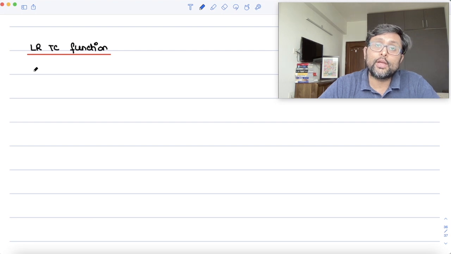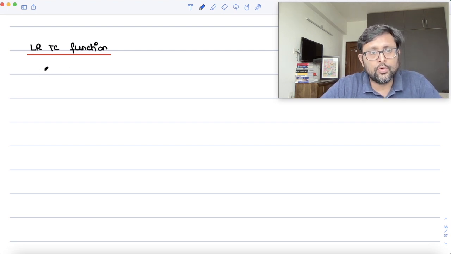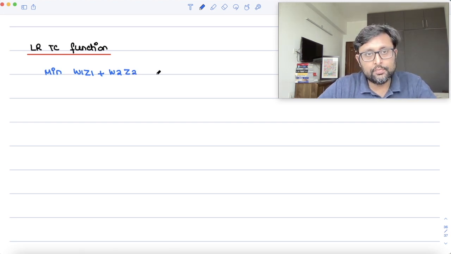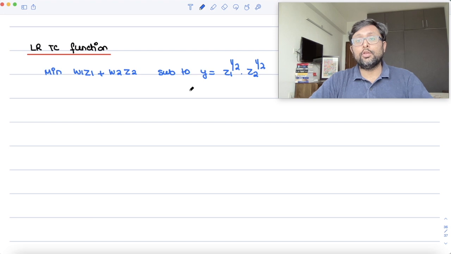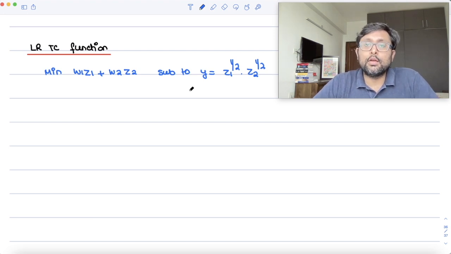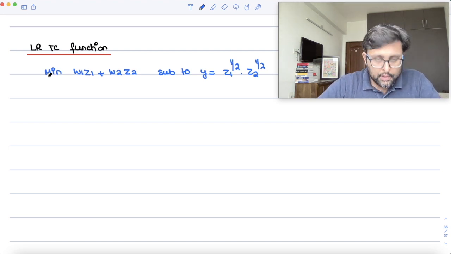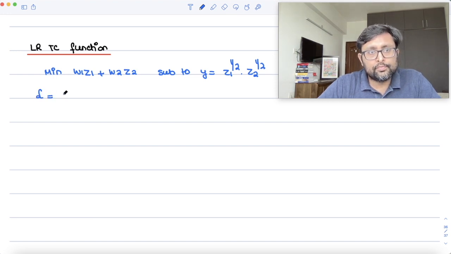So in the long run, you can change any amount of inputs. So I want to minimize my expenditure, which is W1 Z1 plus W2 Z2, subject to Y equals Z1 to the power half, Z2 to the power half. So all your inputs are variable. So you set up the Lagrange on W1 Z1.